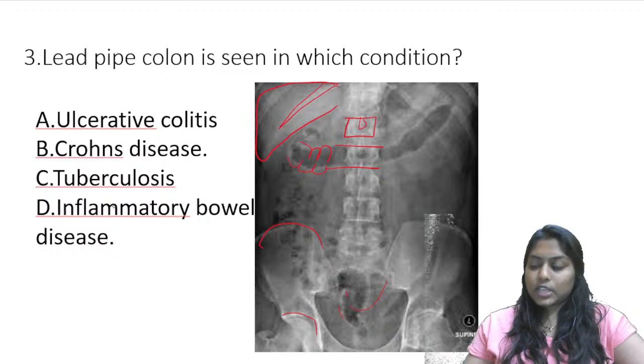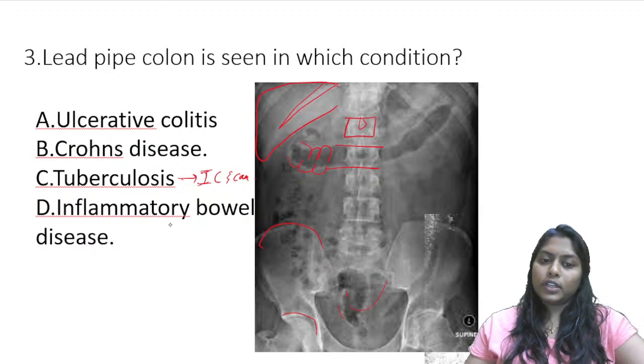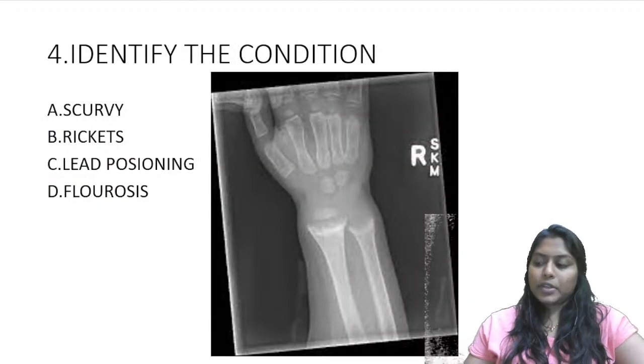Coming to the other options, tuberculosis mainly involves the ileocecal valve, and there will be thickening of the ileocecal valve and the cecum adjacent to it, which is better seen in CT. For inflammatory bowel disease, there is clinical history of alternate constipation and diarrhea, and bowel thickening can be seen in some conditions, and it depends on when the patient is presenting to you. Coming to the next question, identify the condition.